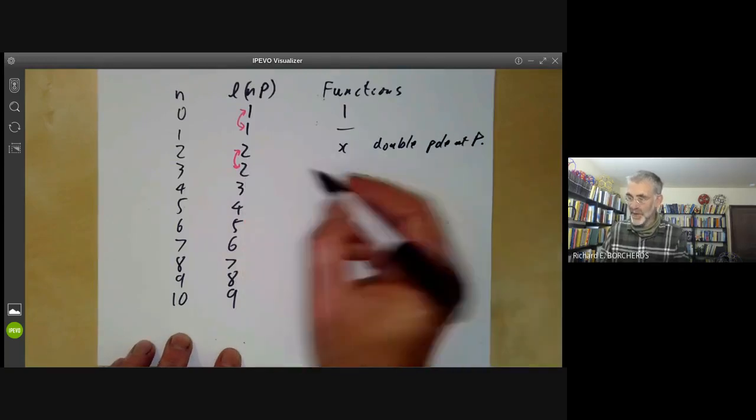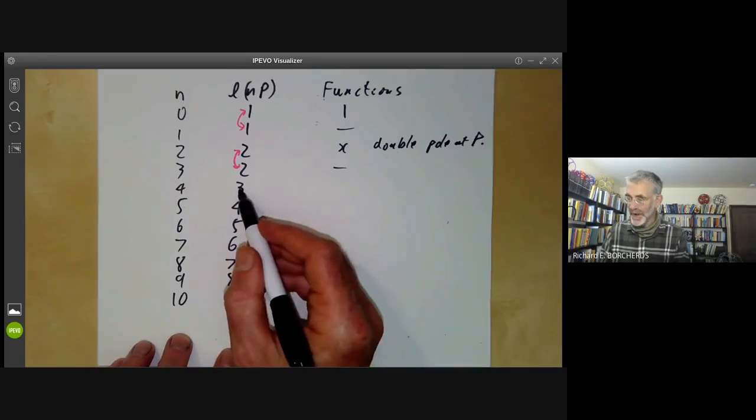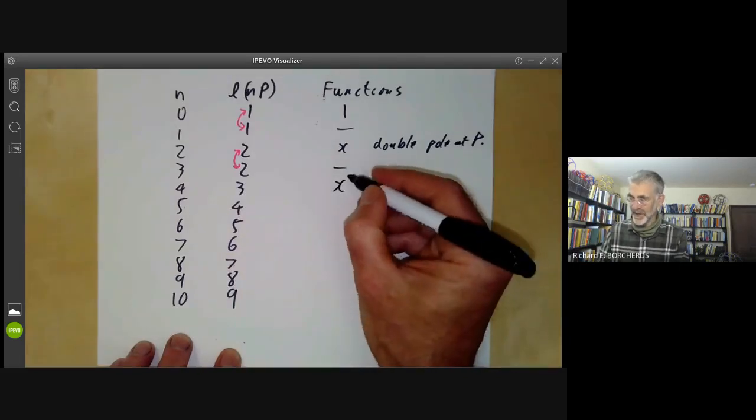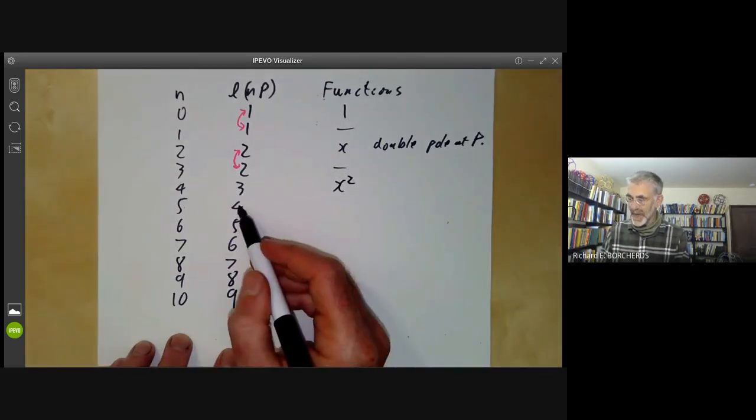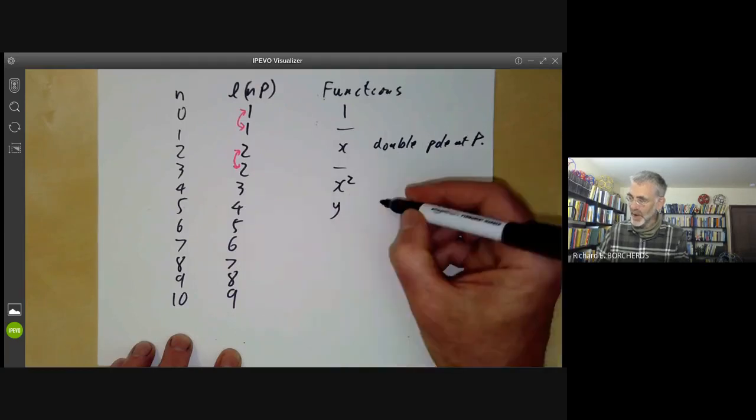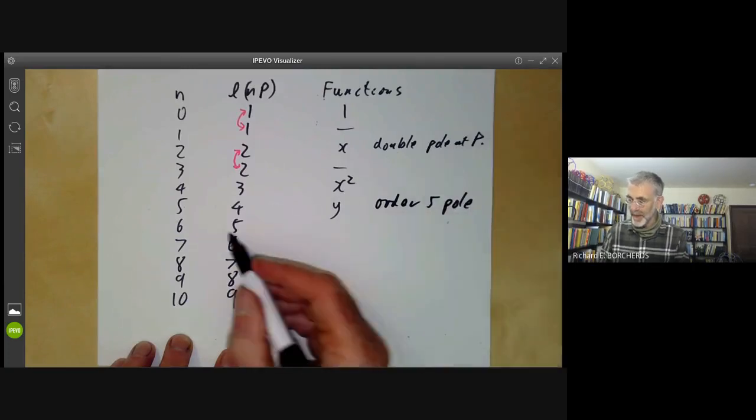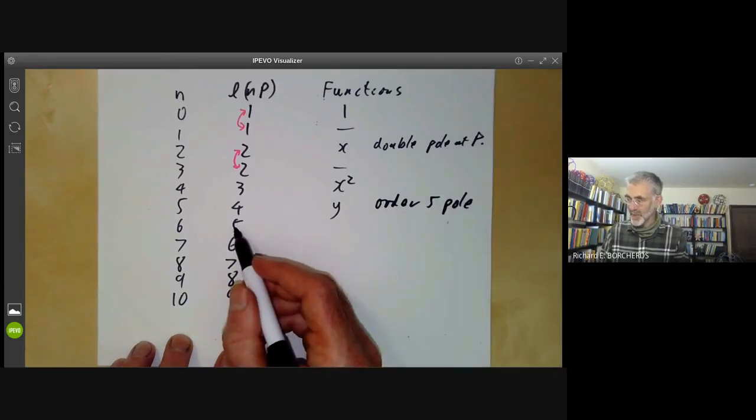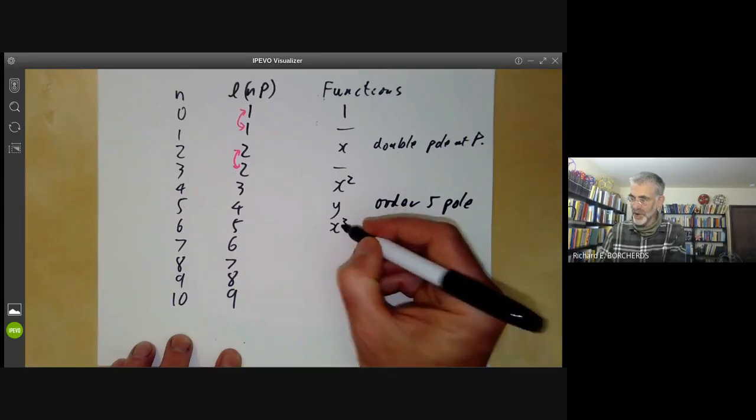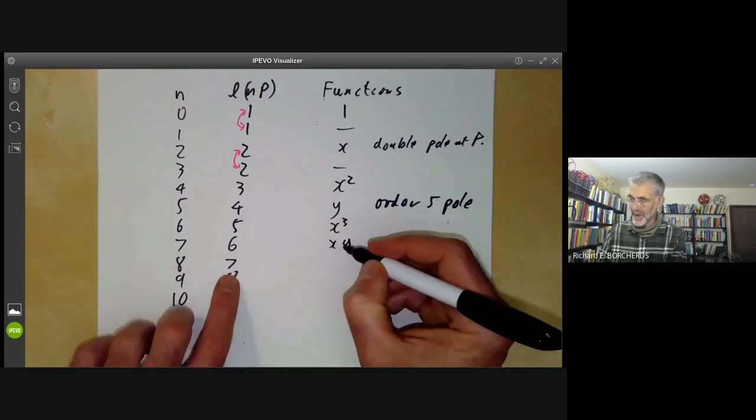And for n equals 3, we see we get no extra functions. For n equals 4, we get one extra function with a pole of order 4. Well, that's not really new because it's just x squared. Then for n equals 5, we get a new function. We can't get that from any polynomial in x, so let's call it y, which has an order 5 pole at P. And then when n is 6, we want an order 6 pole. Well, we can get that from x cubed. When n equals 7, we get an order 7 pole. Well, that's xy.